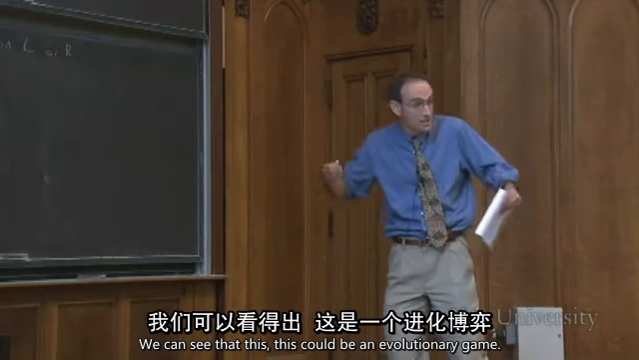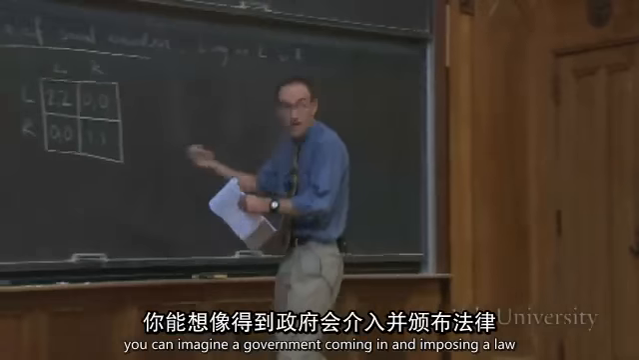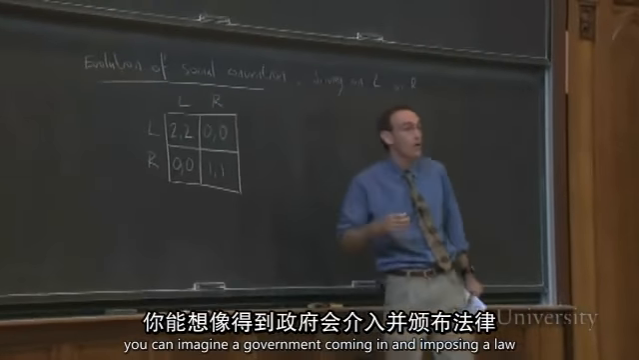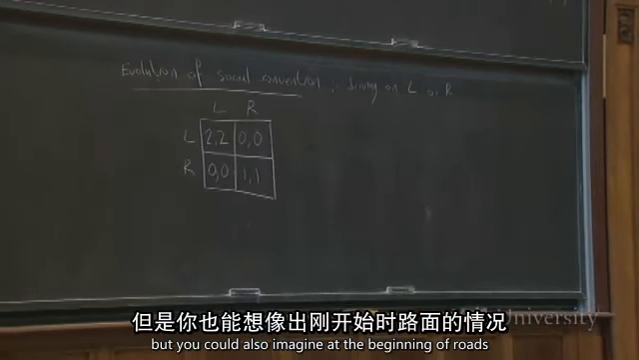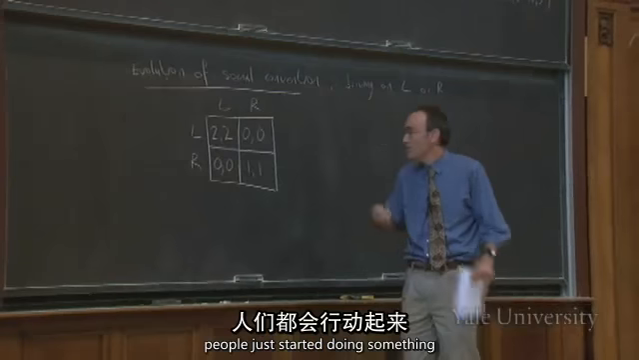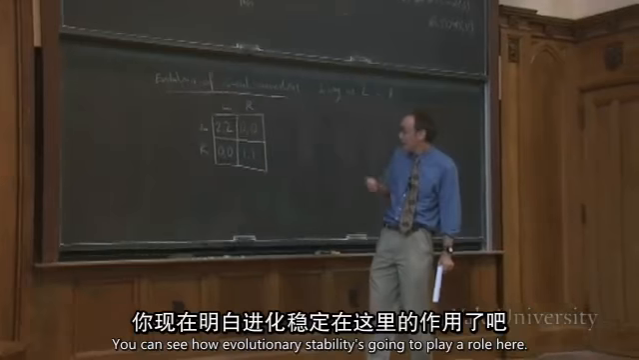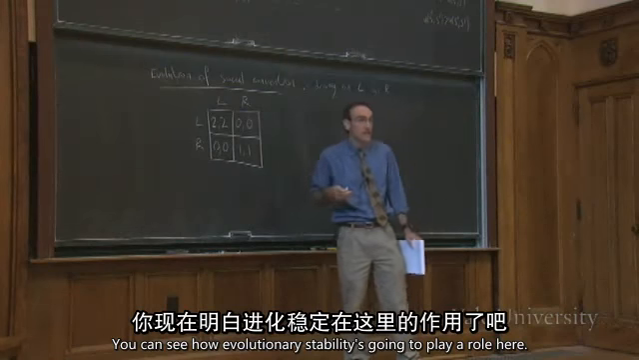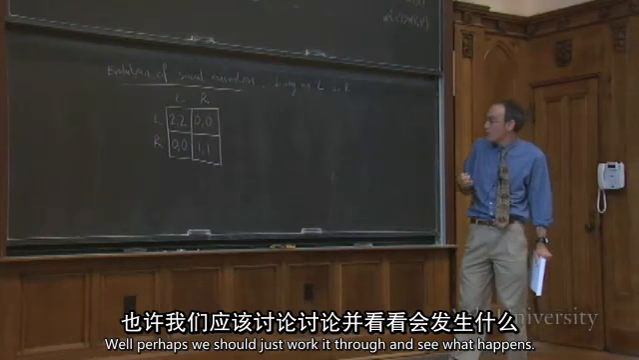And we can see this could be an evolutionary game, right? You could imagine a government coming in and imposing a law saying everyone has to drive on the left or everyone has to drive on the right. But you could also imagine at the beginning of roads in different societies in different parts of the world, people just started doing something and then they settled down to one convention or another. And you can see how evolutionary stability is going to play a role here. Well, perhaps we should just work it through and see what happens.